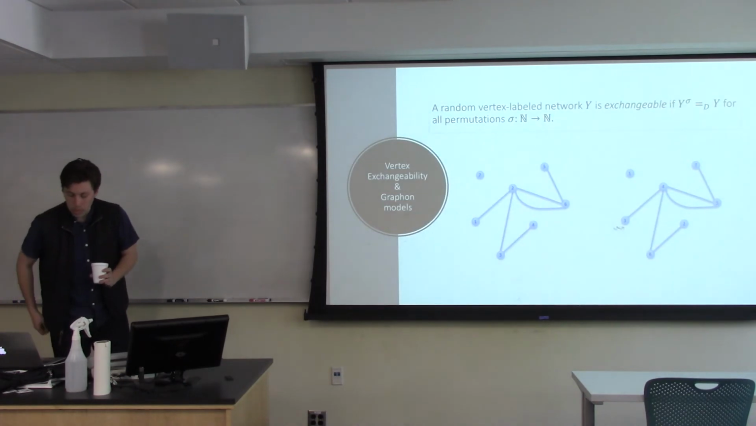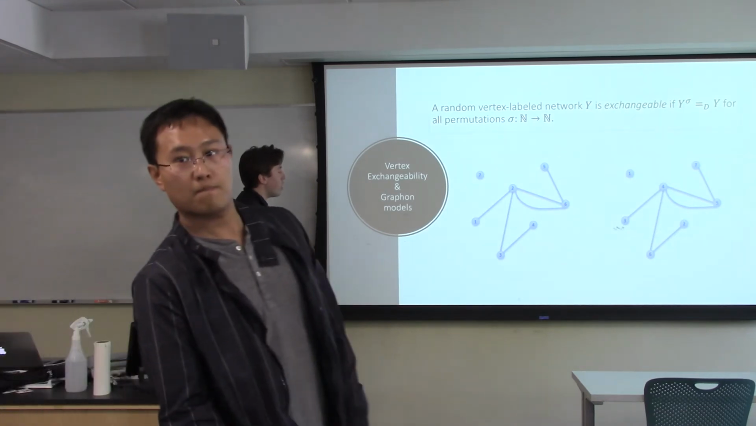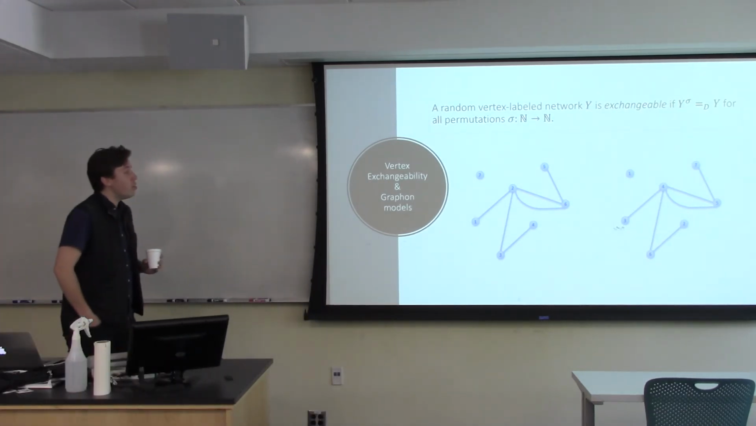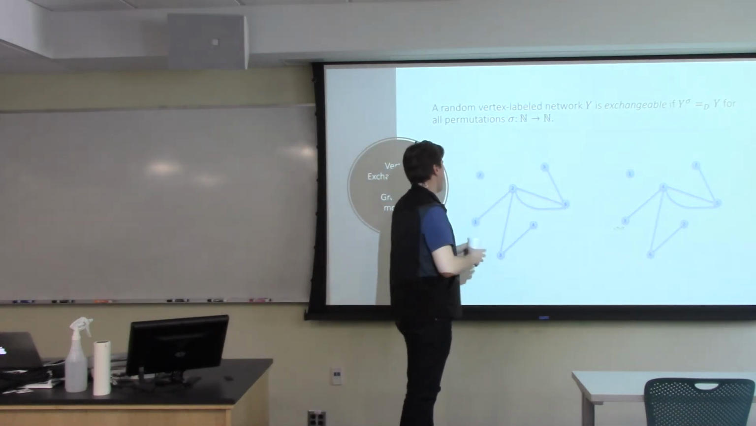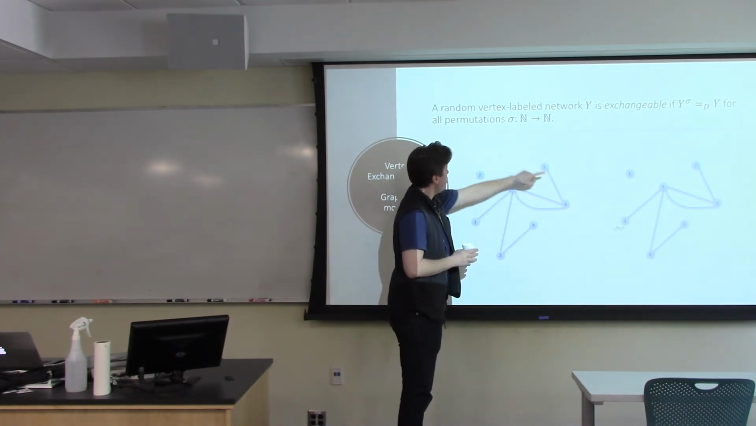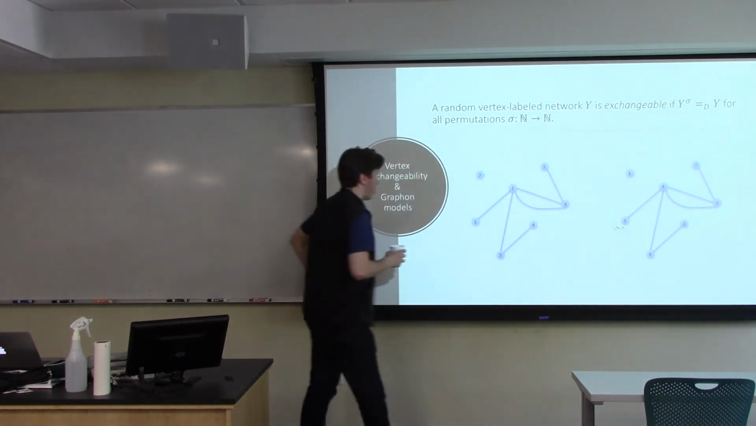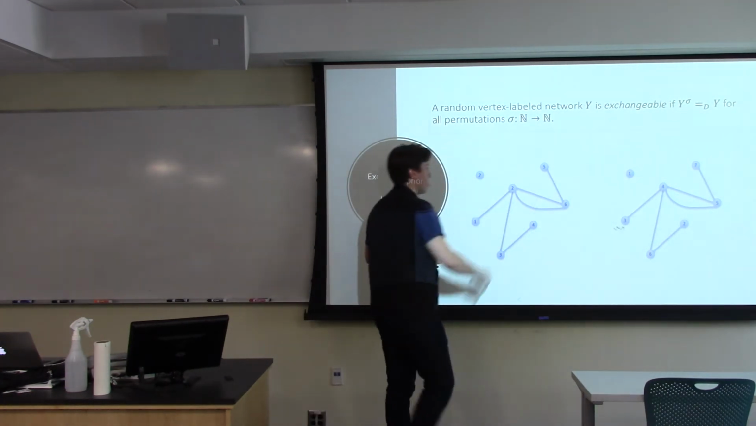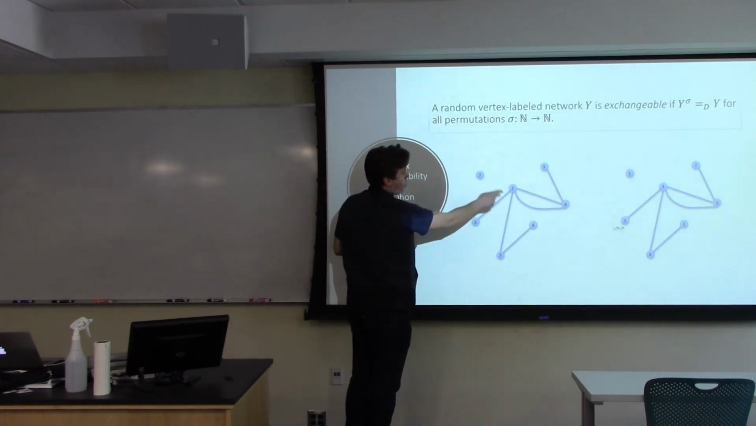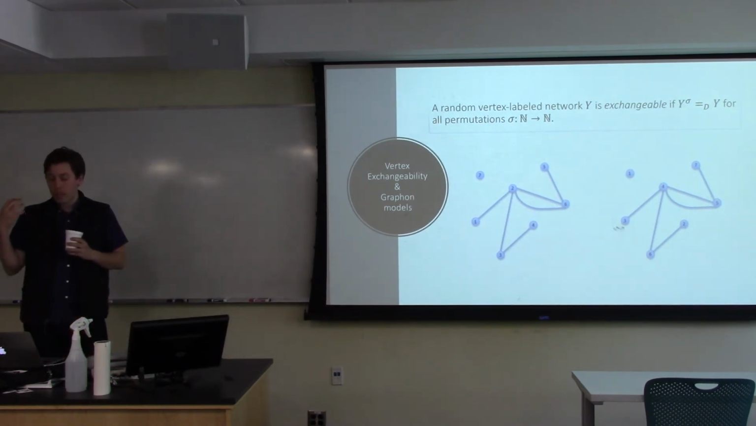And so what was proven a long time ago is that under vertex exchangeability with consistency under selection, you actually have these things called graphon models. A random vertex-labeled network Y, vertex-labeled in the sense that you've labeled the vertices, is exchangeable if Y^sigma is equal in distribution to Y, where sigma is acting on the labeling of the vertices themselves. Here you can see that these two networks are the same object, but here the vertices are labeled in one way and over here they are labeled in another way. We call a random vertex-labeled network exchangeable if that relabeling does not impact the distribution.